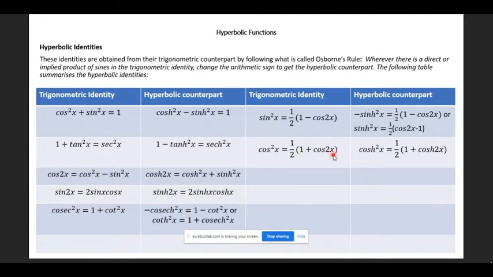And the last example, we also know that cos squared of x is equal to half into 1 plus cos of 2x. When you look at all the terms involved in this equation, you find that there is no product of two sines. Yes, there is a product of two cosines, but the rule only focuses on the product of two sines. That's why the equation is not going to change when you convert it to the hyperbolic counterpart. It's going to be cosh squared is equal to half into 1 plus cosh of 2x. So that is basically how we can derive the hyperbolic identities from the trigonometric identities that we are familiar with already.